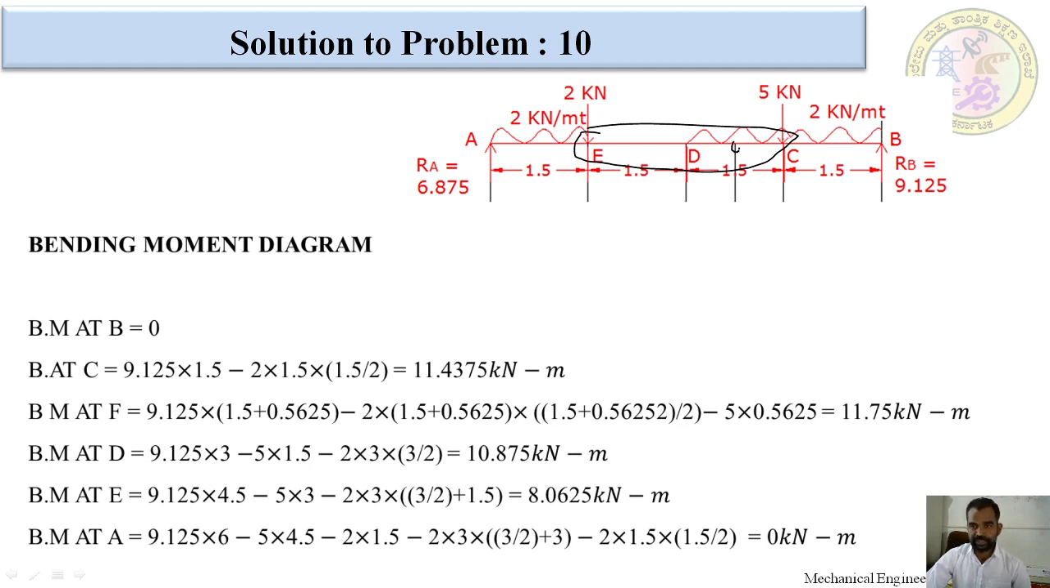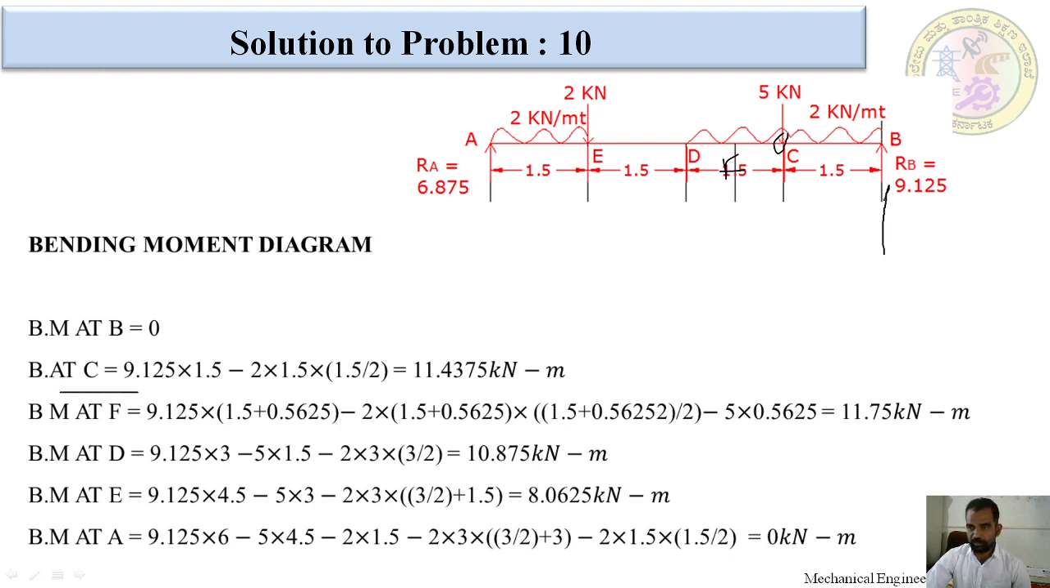I am going to take this point, where the maximum bending moment happens. I am going to take this as F point. I want to calculate here also. Next, the first point is C only. This is C point.